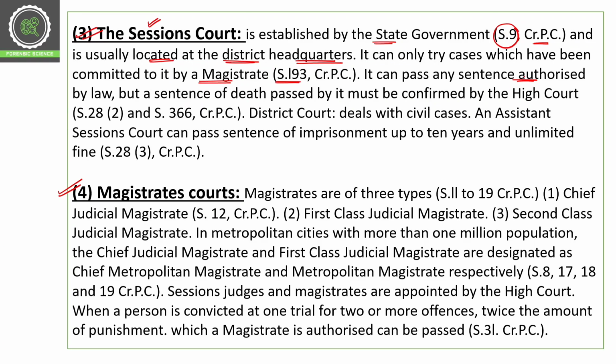But a sentence of death passed by it must be confirmed by the High Court. So if there is a judgment of death sentence or capital punishment, it must be confirmed by the High Court. All the other judgments are passed by the Sessions Court, except capital punishment. It is really very important to confirm it in the High Court, and it comes under section 28(2) and section 366 of CrPC.